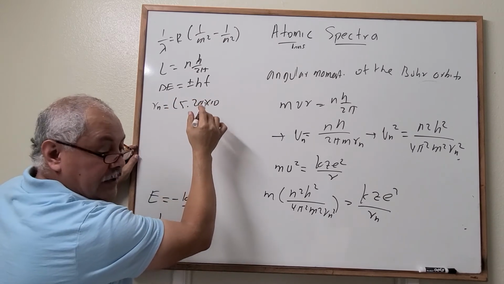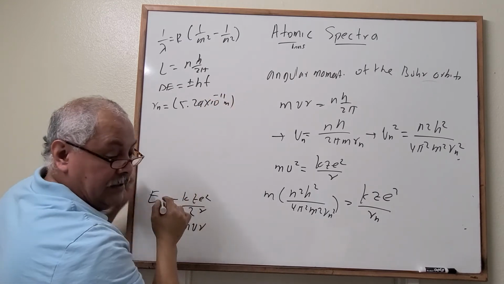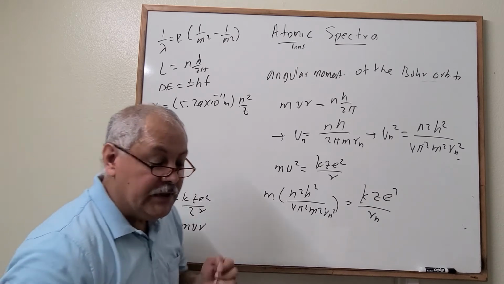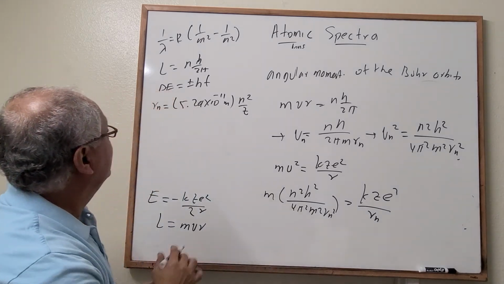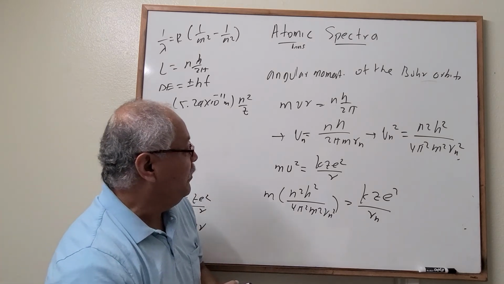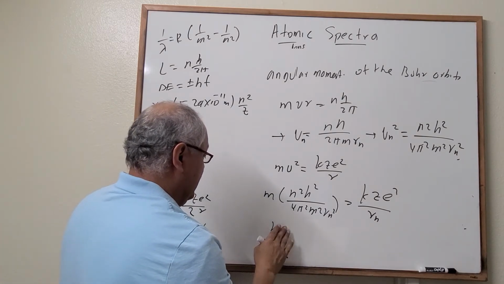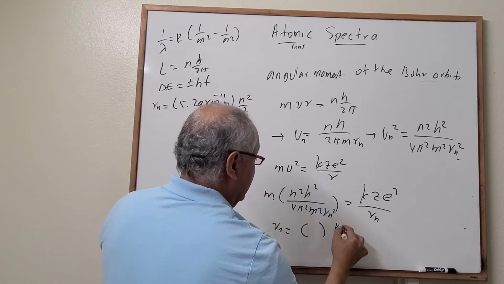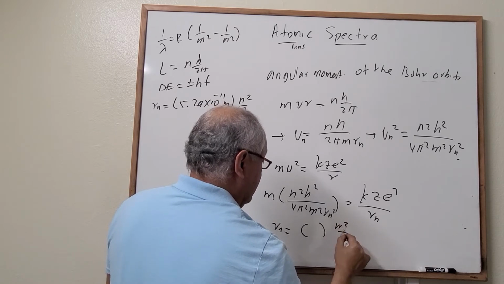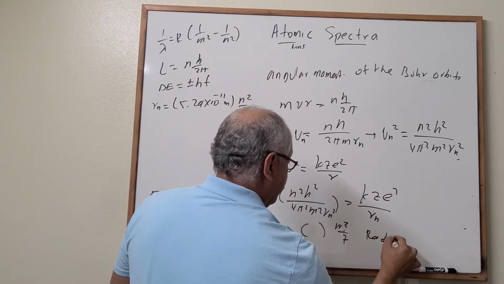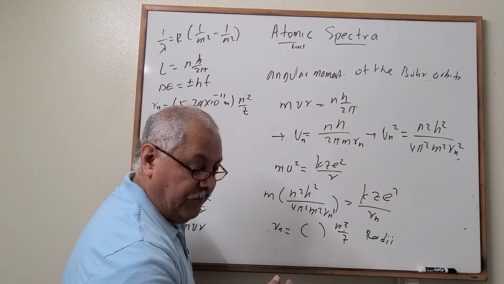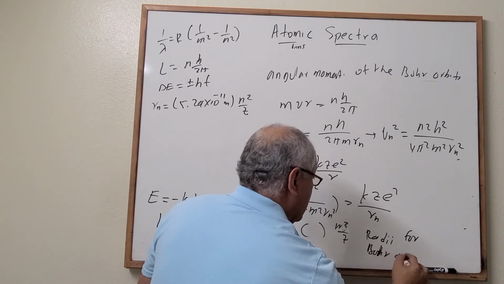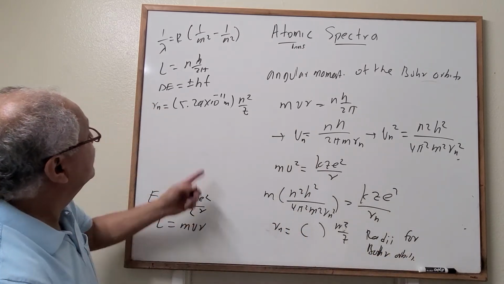5.29 times 10 to the negative 11 meters times n squared over z. And this is called the radii for Bohr's orbit, r sub n, which is this equation right here times n squared over z. These are the radii for Bohr's orbits, which is this one right here.